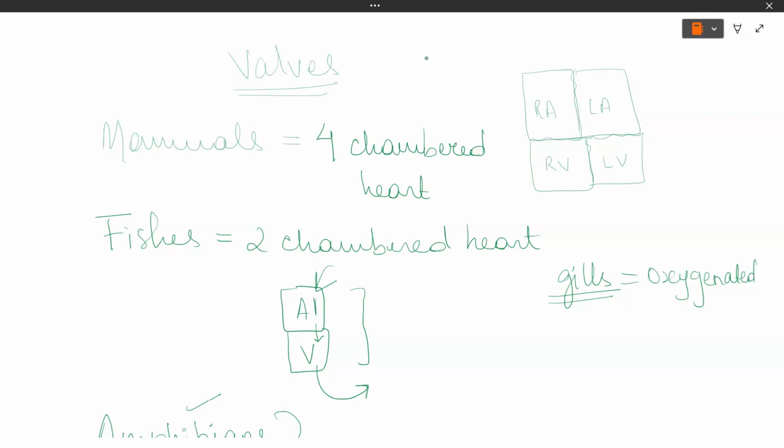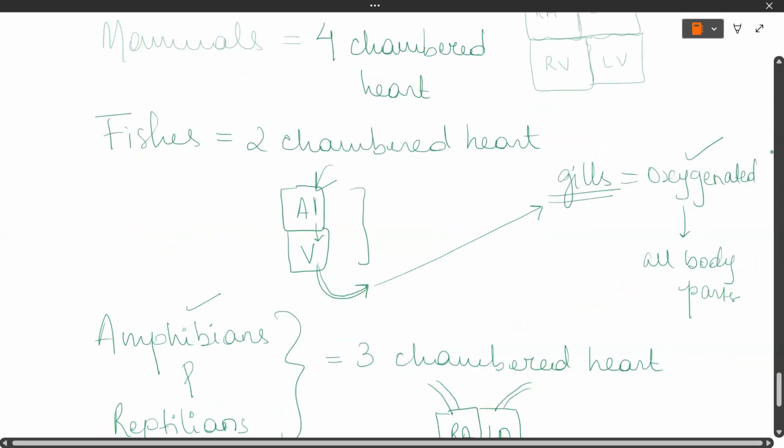Understood? Meaning, when this deoxygenated blood is pumped out, it would reach the gills, and then this deoxygenated blood will be made pure, meaning deoxygenated will turn into oxygenated blood, and then this will be given to all body parts. Okay? So this is how the circulation takes place in the case of fishes that have a two-chambered heart.